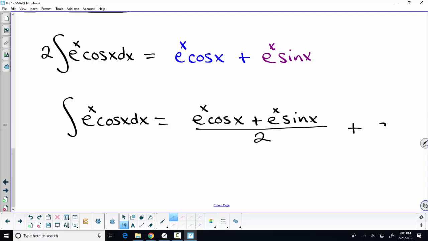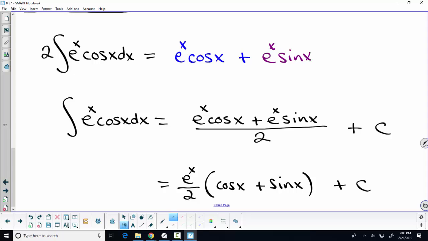And then, of course, we have some final constant of integration after those two. I think oftentimes you see the e to the x and the 2 factored out. However you want to represent that, it doesn't matter. Anybody have any questions?